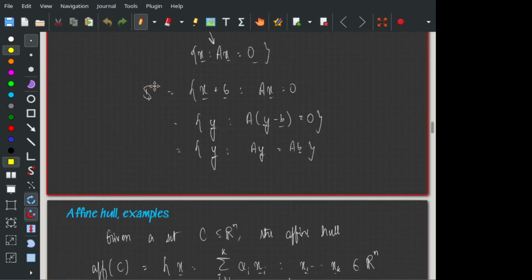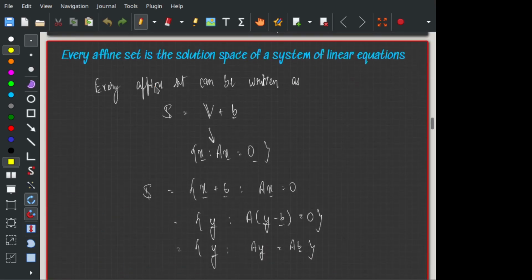Okay. All right. So essentially, you can think of an affine set as the solution space to a system of linear equations. There's a one-to-one map between every affine set and the solution space of some set of linear equations.